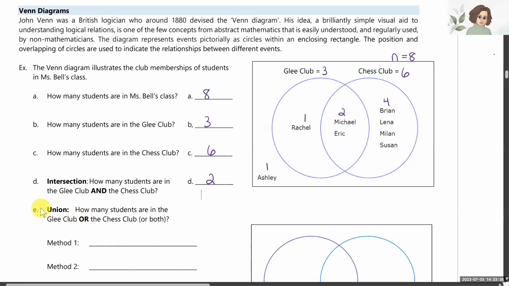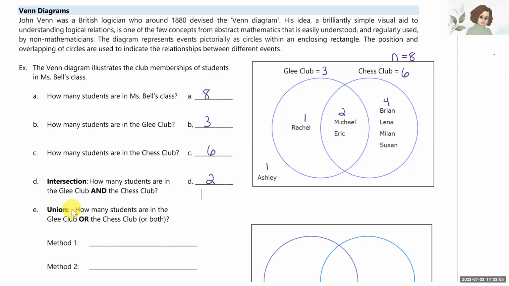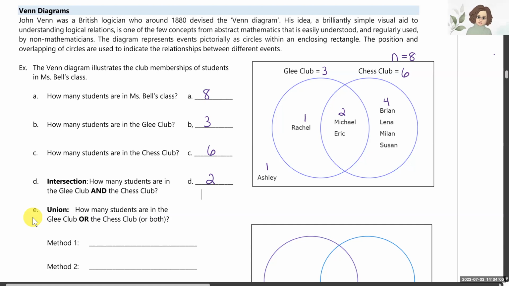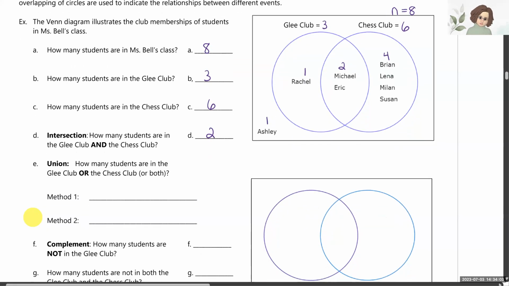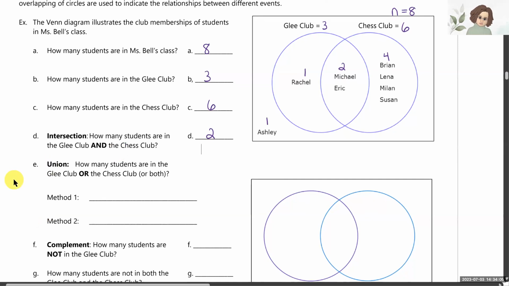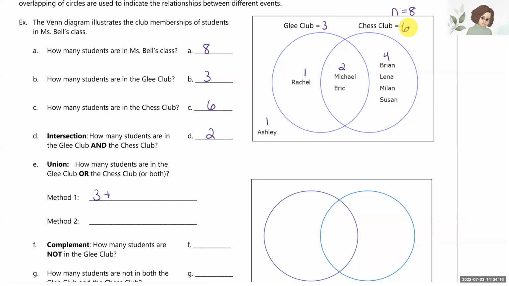And then union is our or. So union, how many students are in the Glee Club or the chess club or both? So or means combine the groups. So if I was inviting students to a party and everybody in the Glee Club is invited, along with everybody that's in the chess club is invited, how many students are we inviting? And we're going to take a look at 2 methods for doing this. So first I'm going to look at totals. So if I take all the Glee Club students, there were 3, plus all the chess club students, there were 6.